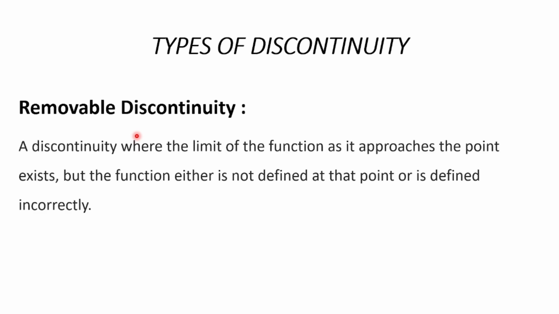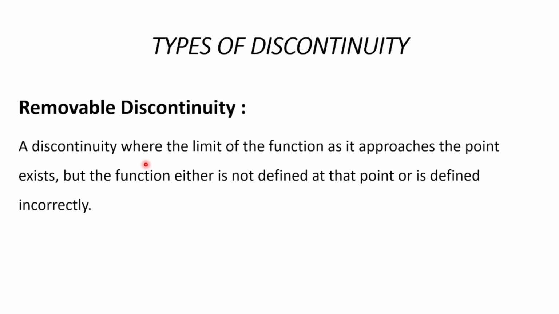Today we are going to discuss a concept from the chapter Continuity. We are going to discuss the types of discontinuity. What are the different types of discontinuity? The first type is removable discontinuity. Now, let us look at the definition of removable discontinuity.